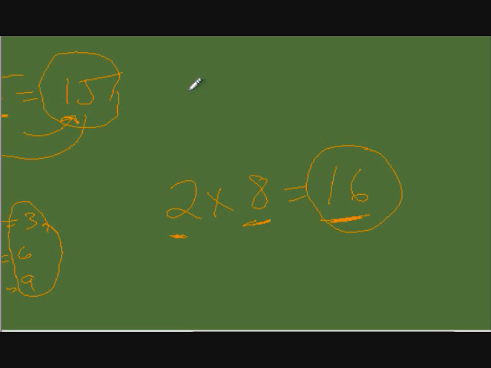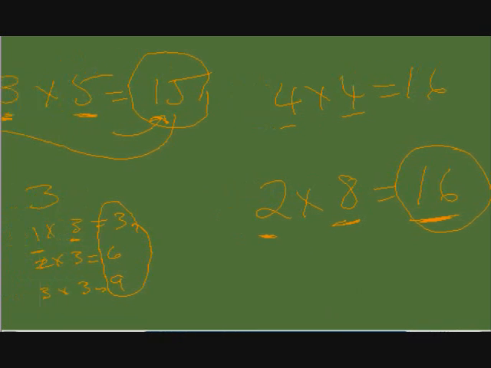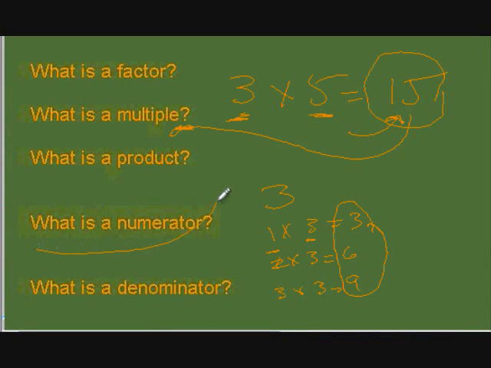How about 4 times 4 equals 16? Well, the 4s right here are factors of 16. And factors always mean things that are multiplied. So 4 is a factor. 16 is a multiple of 4. 16 is also the product of 4 times 4. So let's go on now to figure out what is a numerator and what is a denominator.